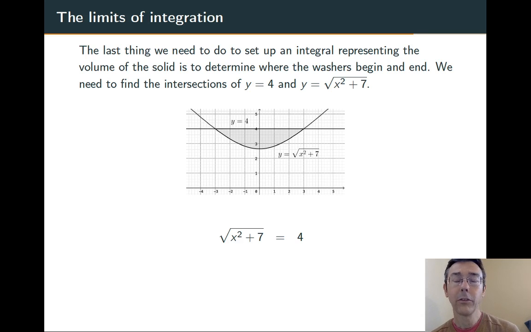Before we can set up the integral, we have to figure out where those washers begin and end. We have to find the intersections of y equals 4 and y equals the square root of x squared plus 7. So I'm going to set those two equations equal to each other. Square root of x squared plus 7 equals 4. Square both sides, move the 7 over, and take the square root. x equals plus or minus 3, as the graph would suggest.